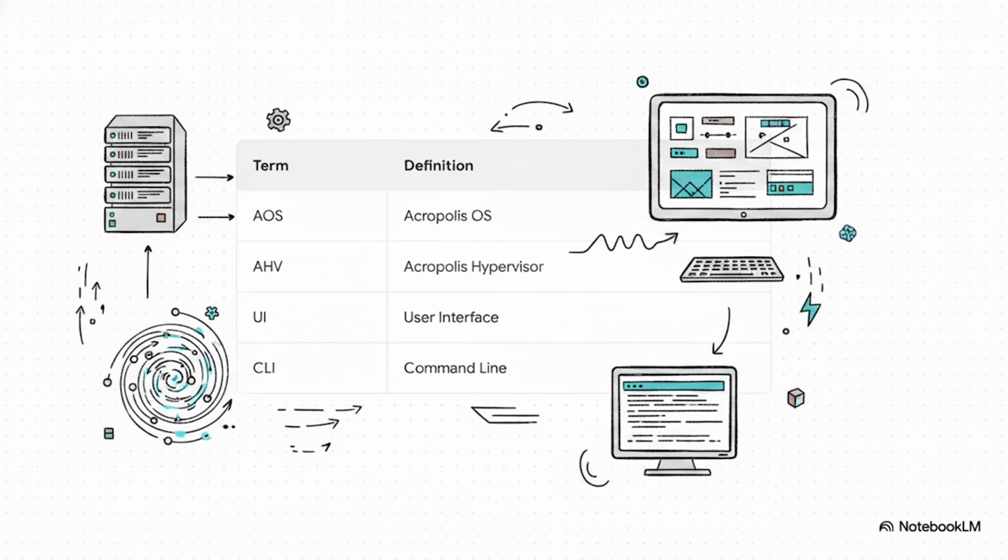Next is AHV, or the Acropolis Hypervisor. This is Nutanix's native hypervisor, basically the brawn that's actually running your virtual machines. Then we have the UI, or user interface. This refers to your web-based dashboards like Prism and Move, where you'll spend most of your time clicking through clean menus. And finally, the CLI, the command line interface. The CLI is where you often have to dig deep when things go sideways and the UI just isn't cooperating. Honestly, understanding how to extract logs from both interfaces is an absolute must-have skill for any infrastructure admin.